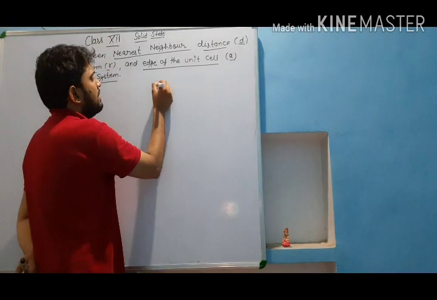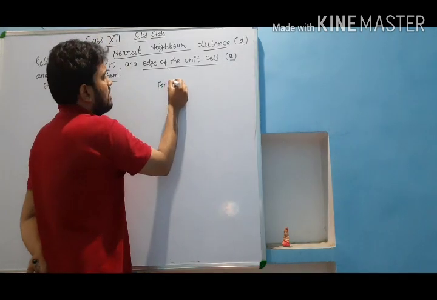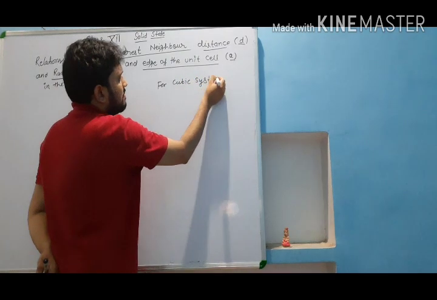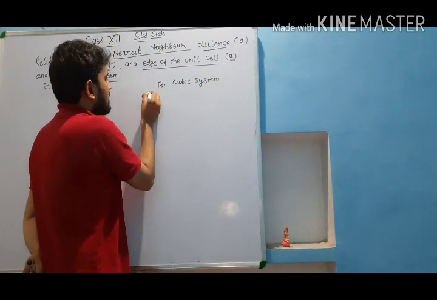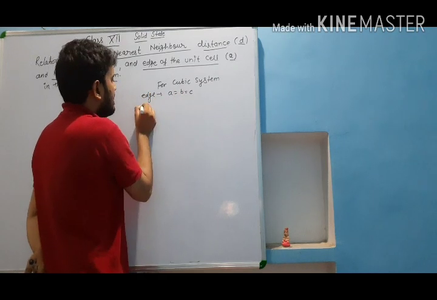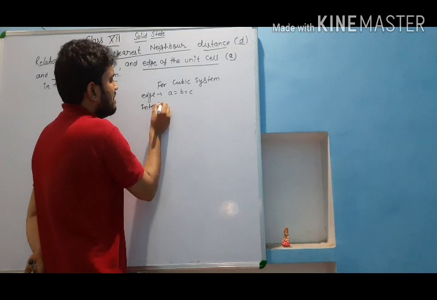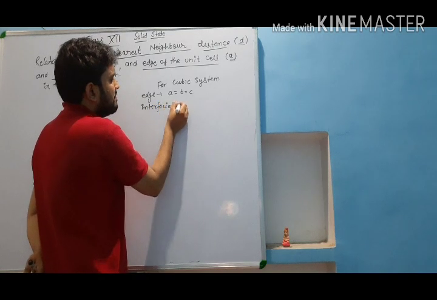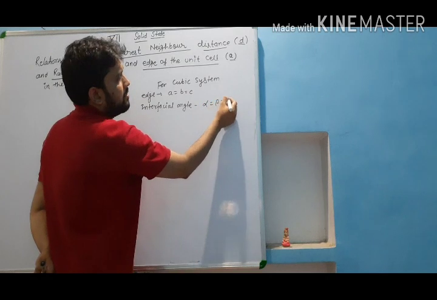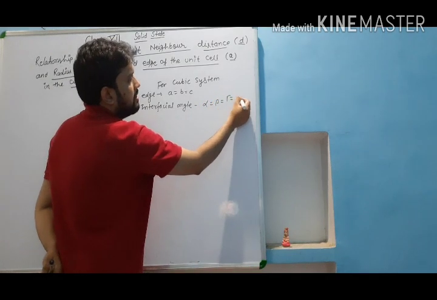Then we can write for the cubic system a equal to b equal to c, and interfacial angles alpha equal to beta equal to gamma equal to 90 degrees.